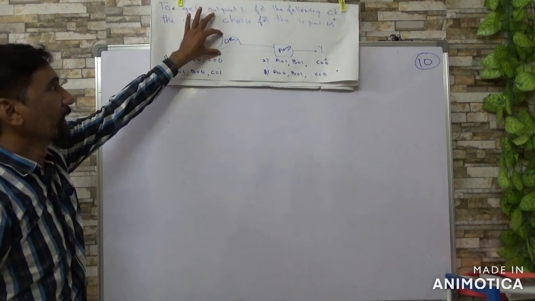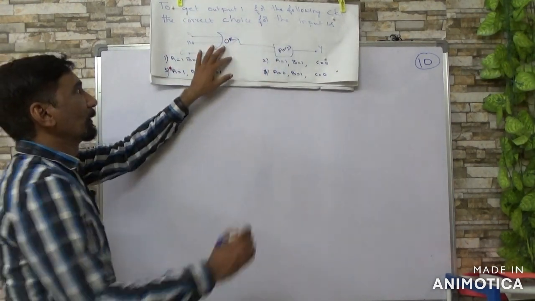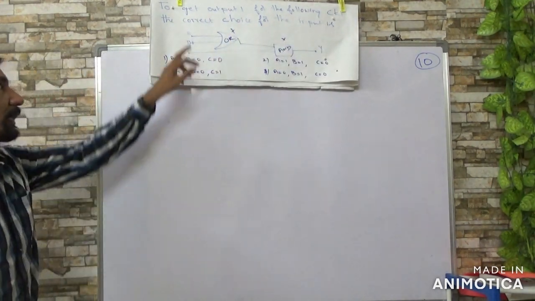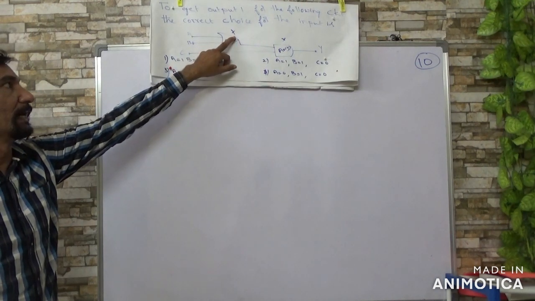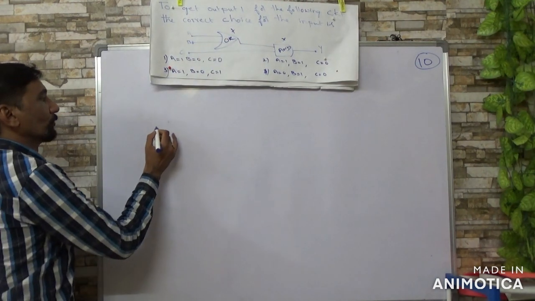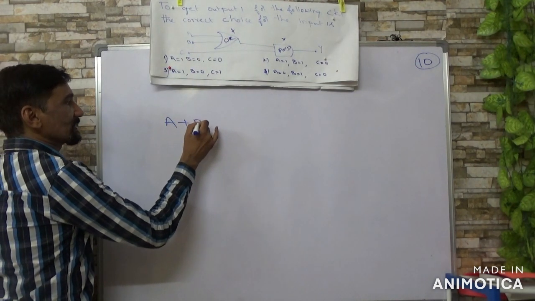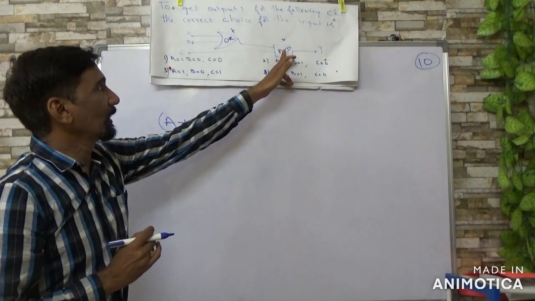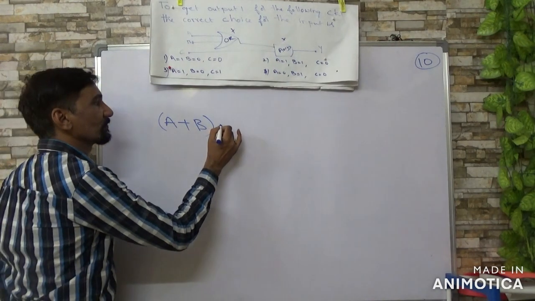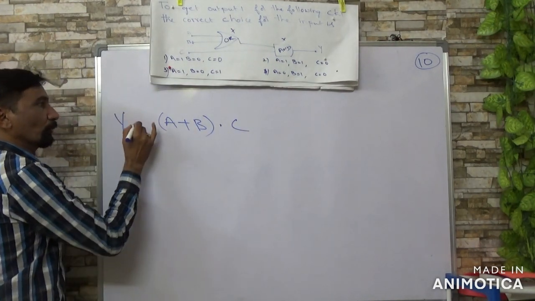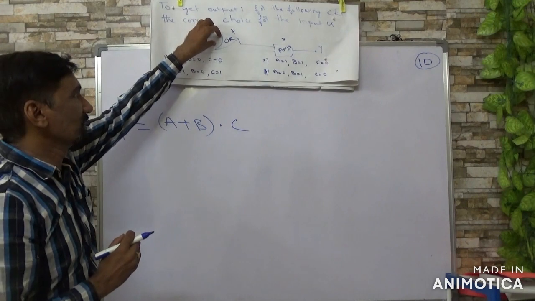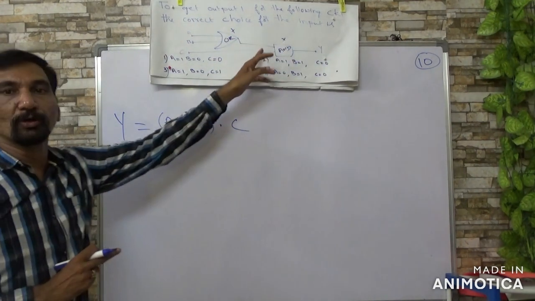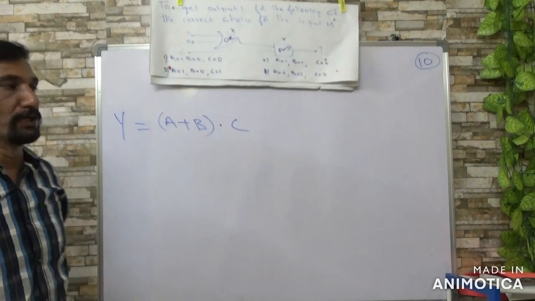Okay, OR is addition, and AND is multiplication. So A plus B, and C multiplied with this is the output. A plus B into C gives the output. So it is a multiplication operation.